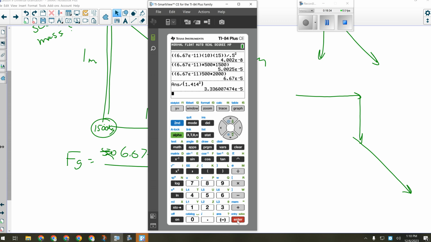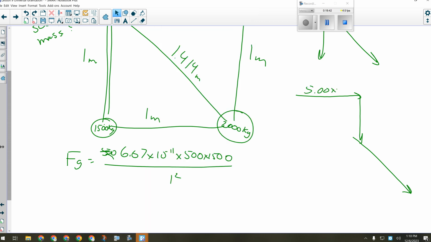Okay, so now I've got the forces that are acting, and now I can put numbers on them. So I'd have, this would be the 5.00 times 10 to the minus 5, and this would be the 3.336 times 10 to the minus 5. Okay, so all I have to do is actually find the hypotenuse of this right angle triangle where the sides are equal, and then add those two numbers together, and I've got my net force, because they both point 45 degrees below the horizontal, or towards the 2,000 kilogram mass. Okay, everyone kind of follow what I did there?